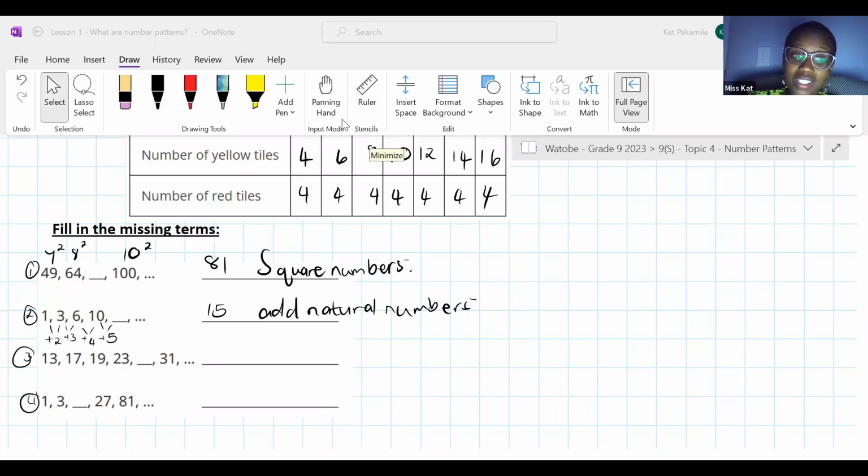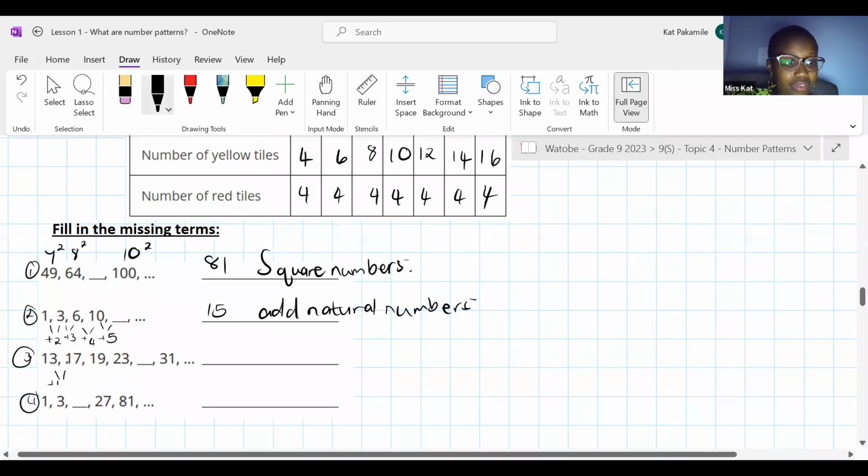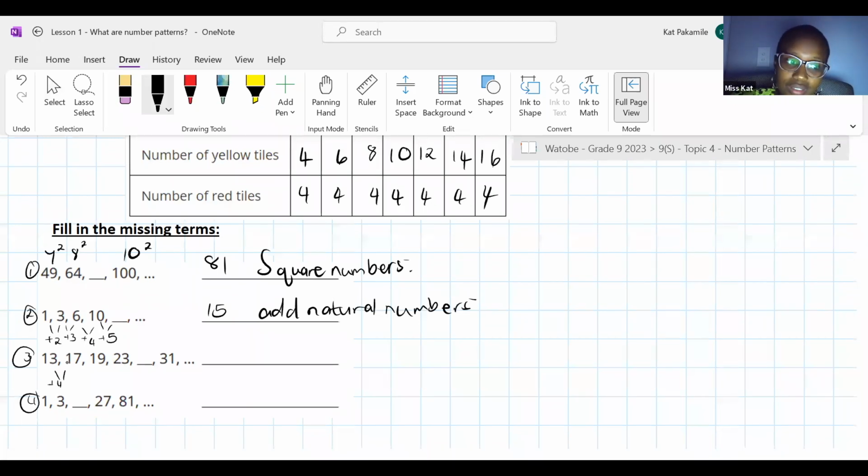You see the pattern. So for 3, I added 4, so the answer for 3 is going to be 27. Are you sure? Yes. 17 is plus 4, but you don't add 4 from 17 to 19. Did you check? Let me have a look.